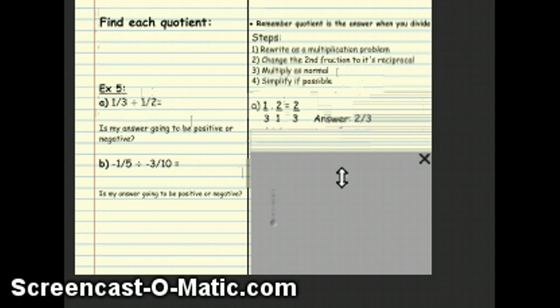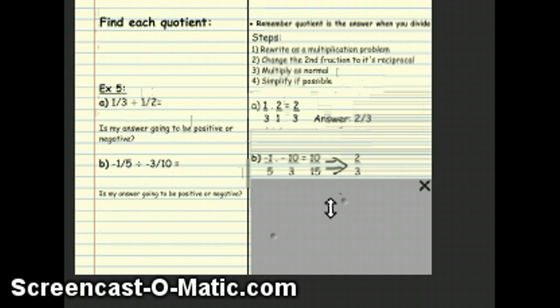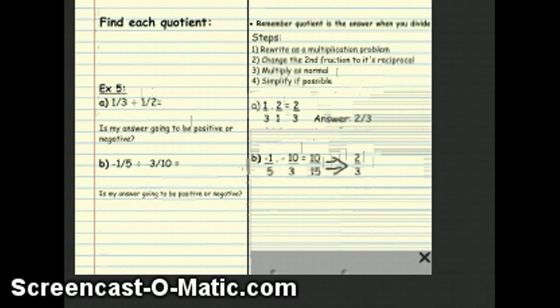So let's follow the steps. Since we know we're going to have a positive answer, let's set it up as a multiplication problem. -1/5. Change dividing to multiplying. Then take the reciprocal, flip-flop the second fraction. Instead of -3/10, we've got -10/3. Just flip-flop them up and down. Then, step 3, multiply straight across as normal. -1 times -10 is +10. Multiply the denominators, 5 times 3 is 15. But don't leave your answer as 10 over 15. It can be simplified. You know that 5 can go into both 10 and 15. So 10 divided by 5 is 2. 15 divided by 5 is 3. So our answer is going to be a positive 2/3.